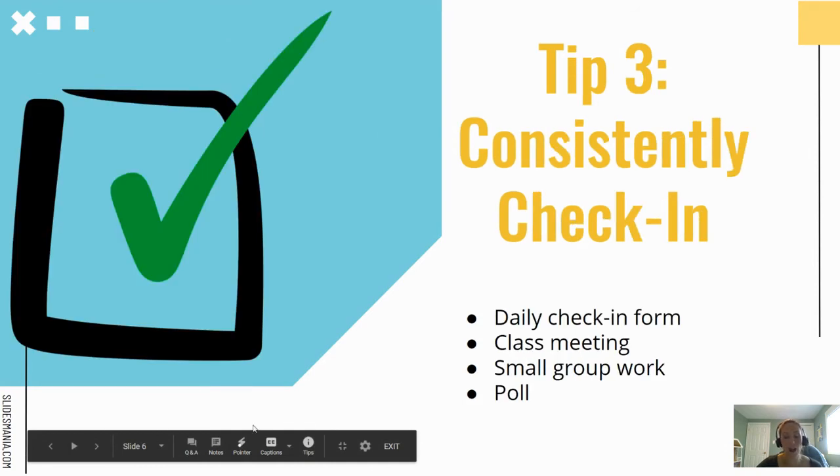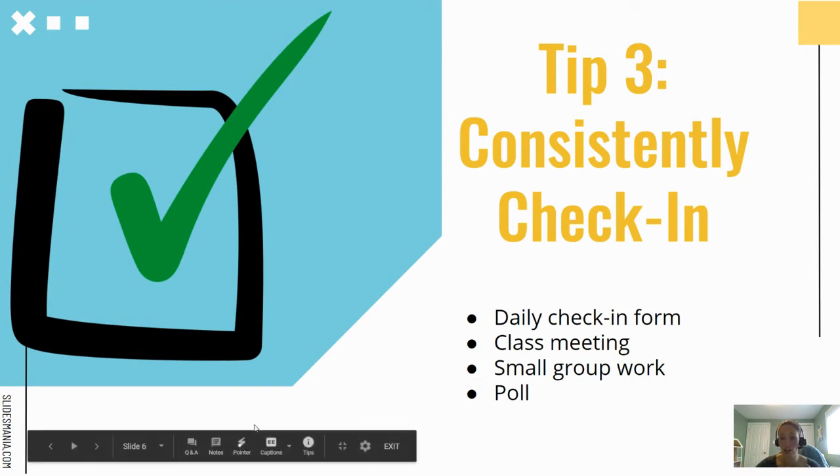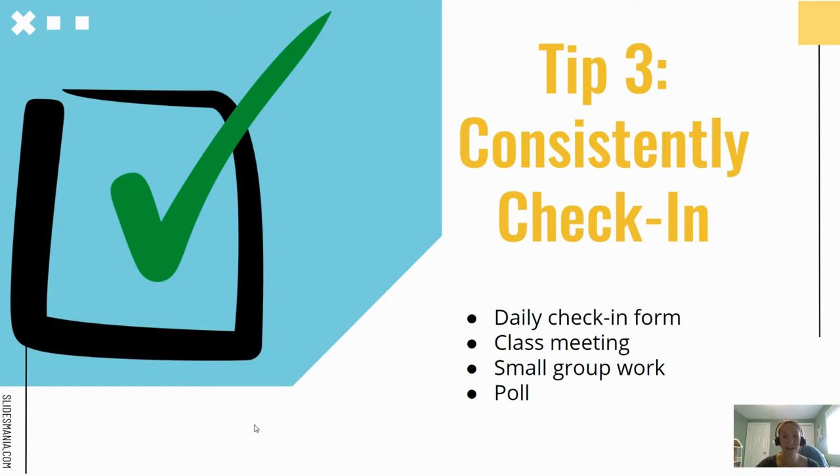Another great tip for us as instructors is to have consistent check-ins with our students. This could come with a daily check-in form where we ask them how they're doing, how they're feeling. It could be a class meeting. It could be small group work or using the poll function in either Bongo or Google Meet. But ways that we can check in, see how they're doing, how they're coming with their work.